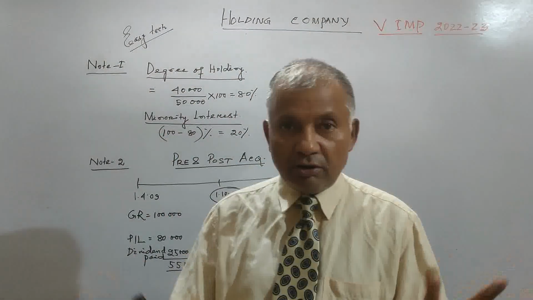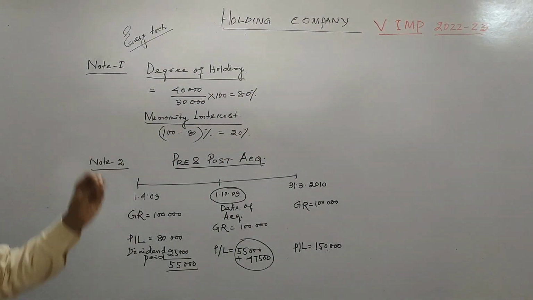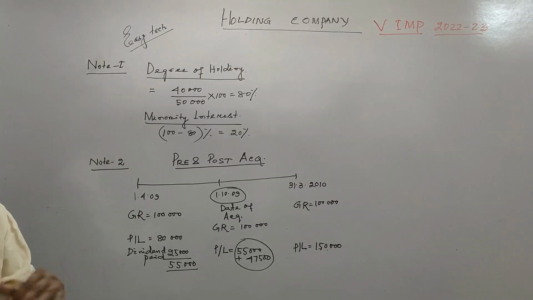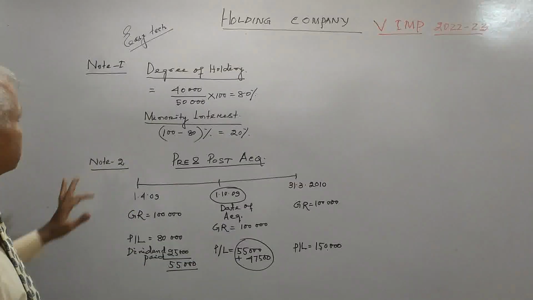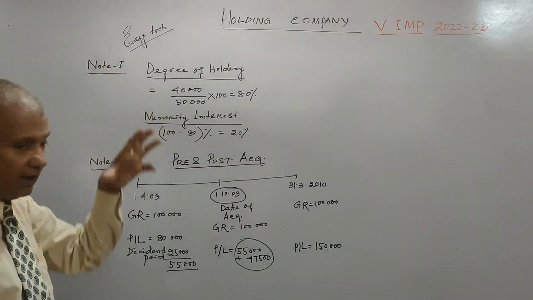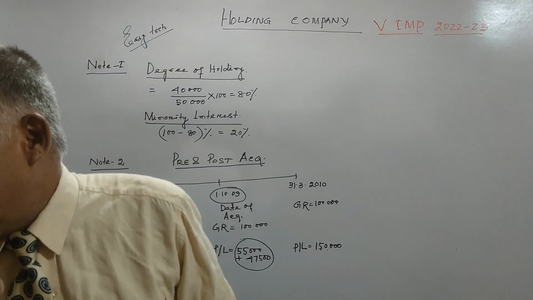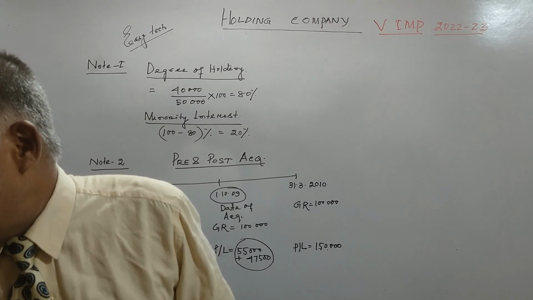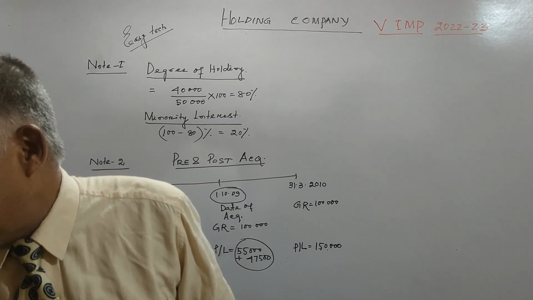If you have not gone through the question, I hope you will go through it and note it down so that you will understand better and continue to do the problem along with me. So friends, in this problem we will calculate the degree of holding. Degree of holding denotes how much percentage of shares are held by the purchasing company.